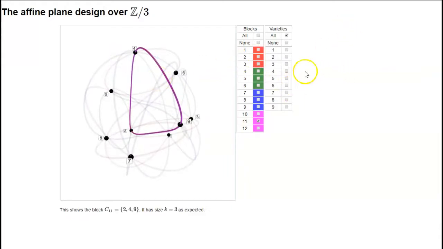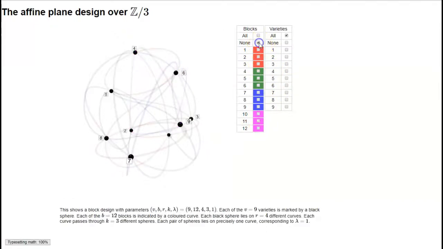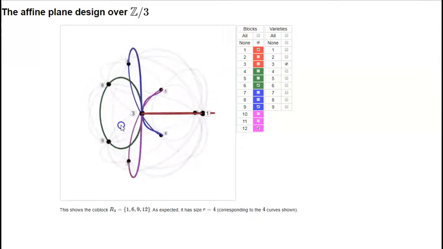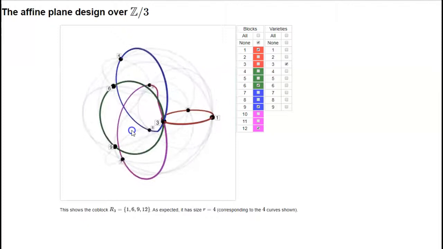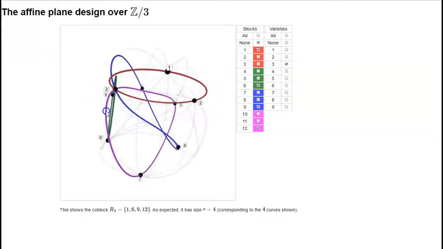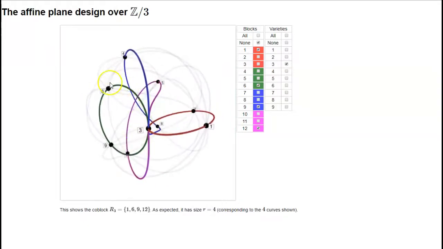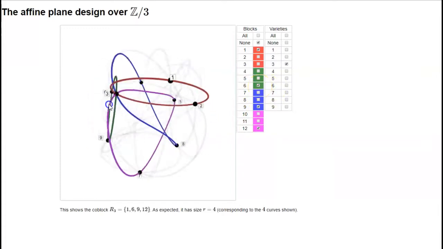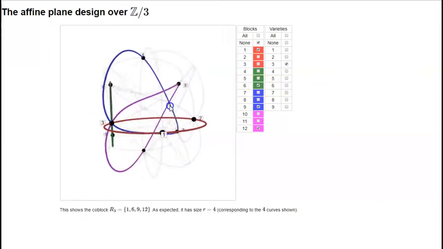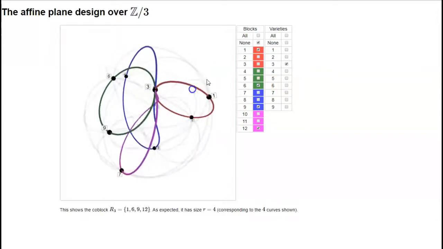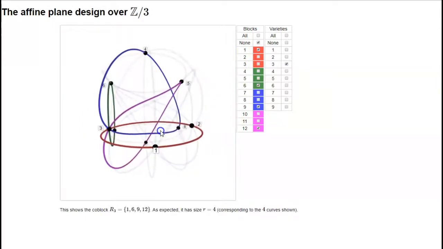Then instead of focusing on one of the blocks, we can just focus on one of the varieties. So let's look at variety number 3 here. We can look at which blocks contain variety number 3. Here's one of them: 3, 6, and 9. That's a green block, and in fact this is block number 6. Then here's another one, 1, 2, and 3. That's a red block, block number 1, which contains 3.